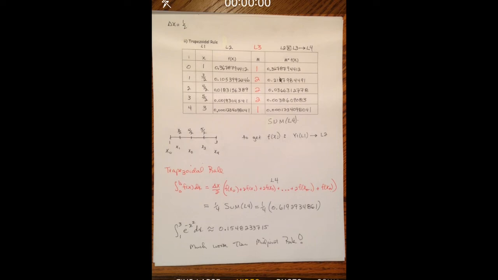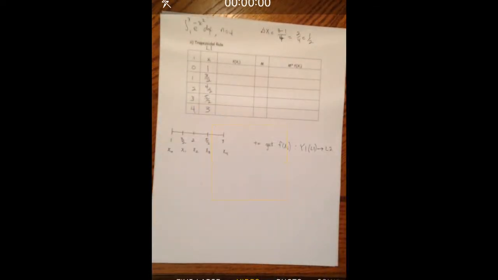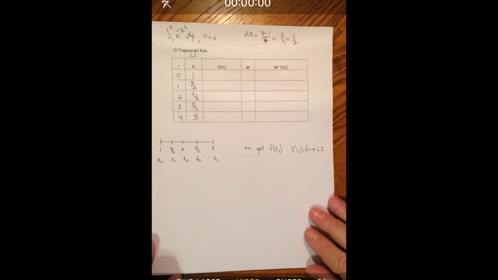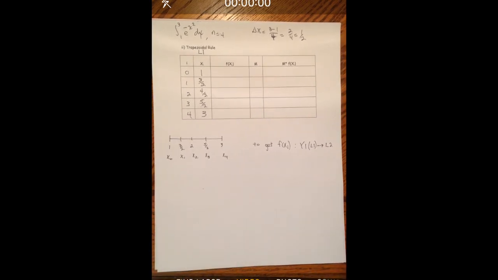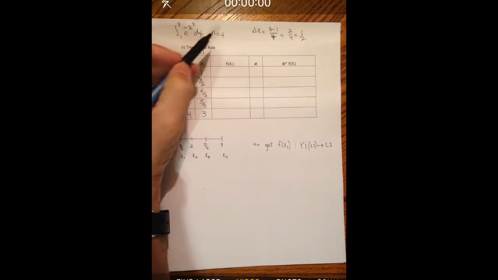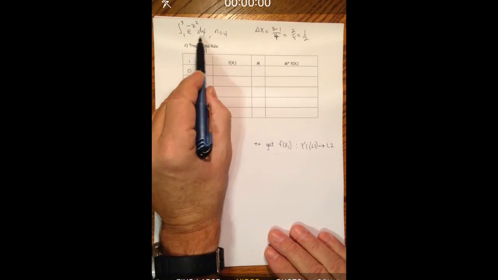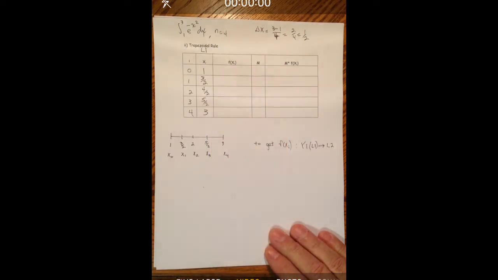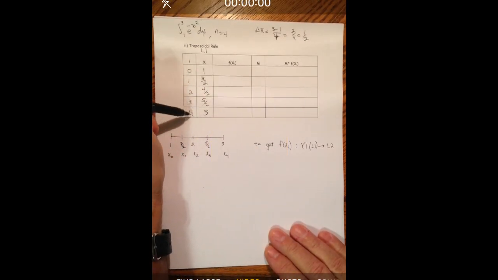Now, let's look at Simpson's rule. Simpson's rule is going to be the most accurate by far of the 3 techniques. The penalty for that is you must have an even number of subintervals, such as 4. So, same setup. Here's the problem. 4 subintervals. Here's delta x. And this is going to be exactly the same as trapezoidal.